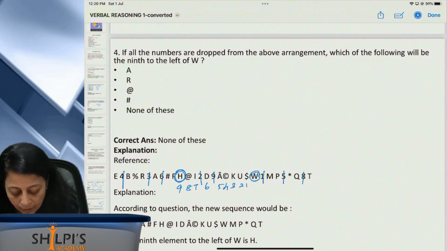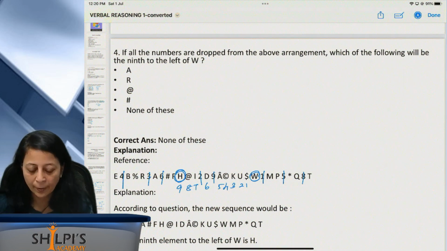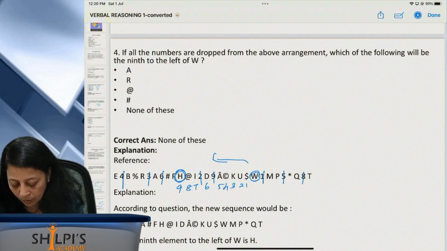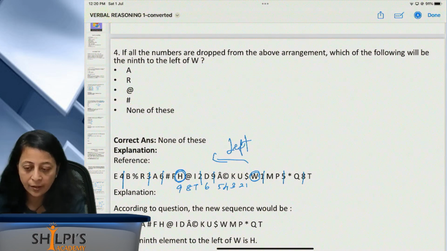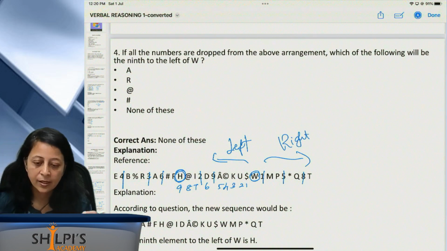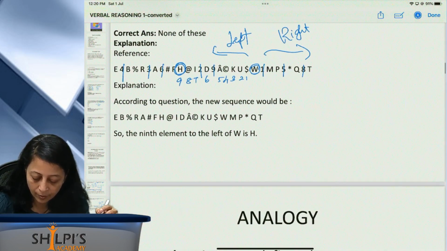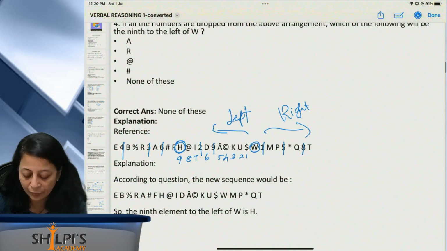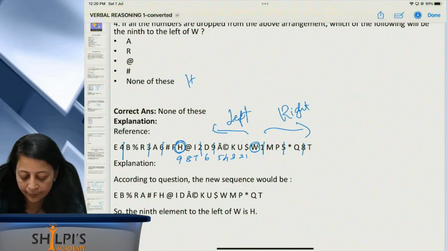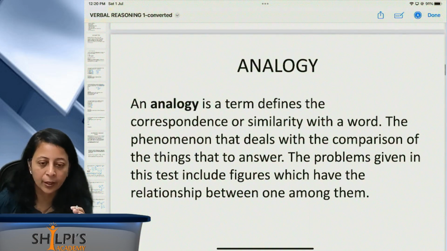Okay, take away all the numbers, just give a count. So 9th element from the left of W. So you know this is your left side, and this is your right side. So the 9th element is H. So the option here will be none of these because H has not been given here. Okay, so that is more about your alphanumeric.